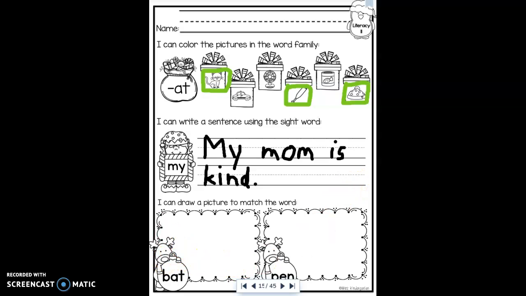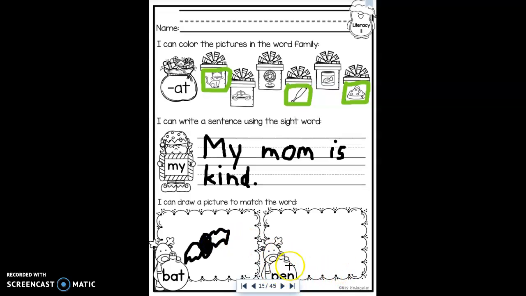At the bottom, it says I can draw a picture to match the word. So they give me two words, and I have to draw a picture to go with it. The first one is at, bat. So I can draw a baseball bat, or I could also draw the mammal bat. I'm going to make the mammal because I think bats are kind of fun and cool. And they're such helpful animals, even if they are just a smidgen creepy. So there's my bat, okay?